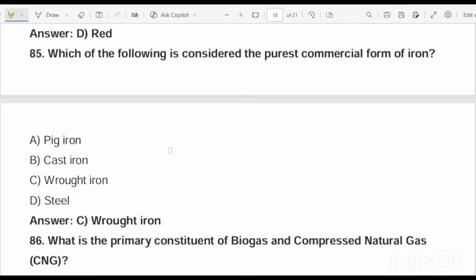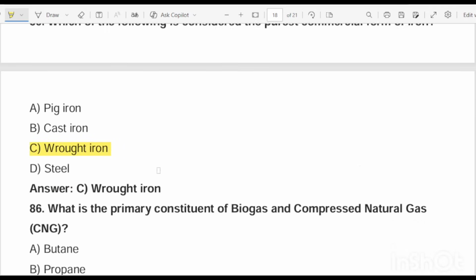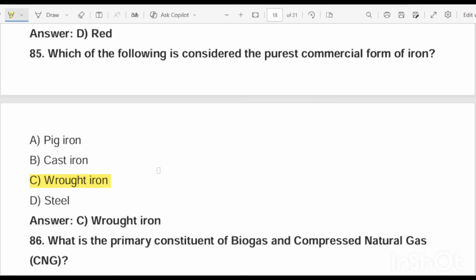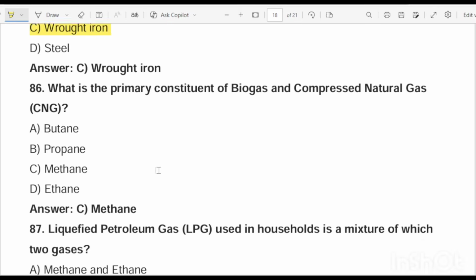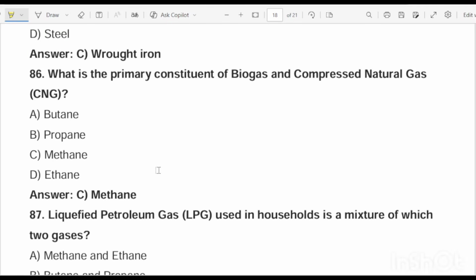Next question, which of the following is considered the purest commercial form of iron? Correct option, wrought iron. Wrought iron is considered the purest commercial form of iron. Next question. What is the primary constituent of biogas and compressed natural gas? Correct option, option C, methane.